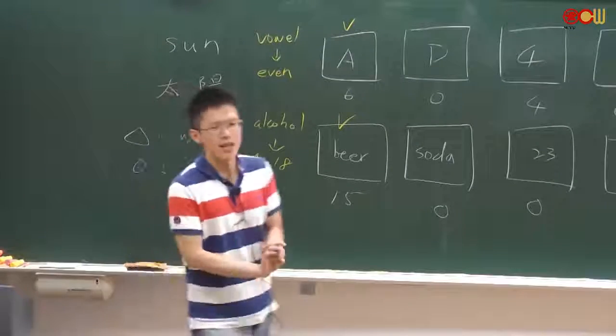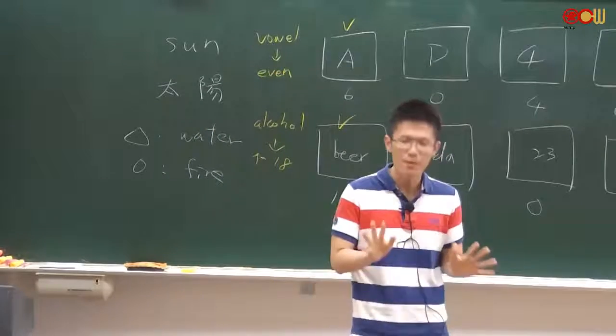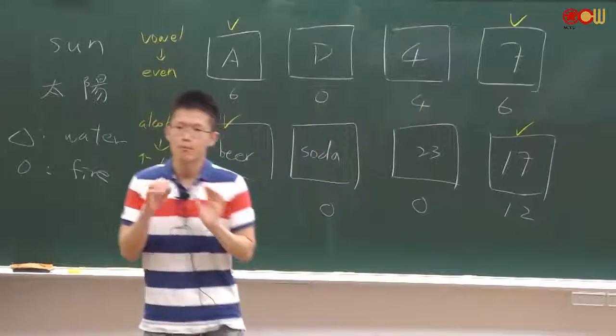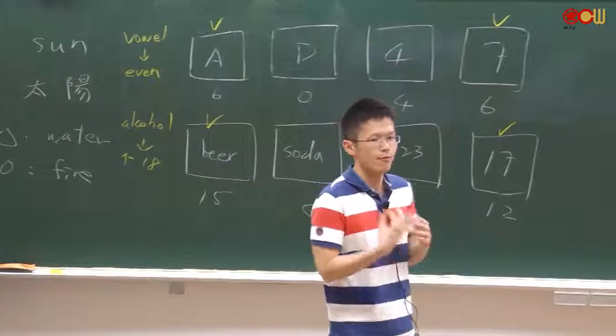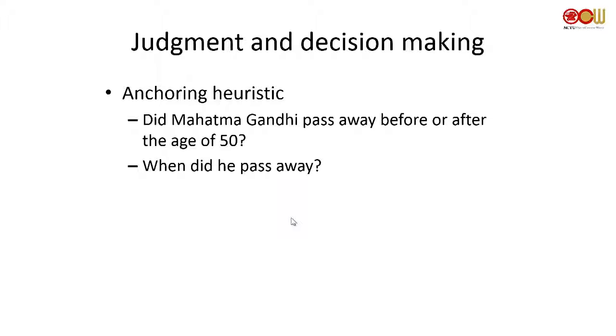Now, even numbers, 偶数的, open your eyes and please prepare a piece of paper and a pen. And you have to answer two questions. The first question is, did Mahatma Gandhi, 圣雄甘地, pass away, meaning when did he die, before or after the age of this? And this is how old was he? It's not 1950s. How old was he?